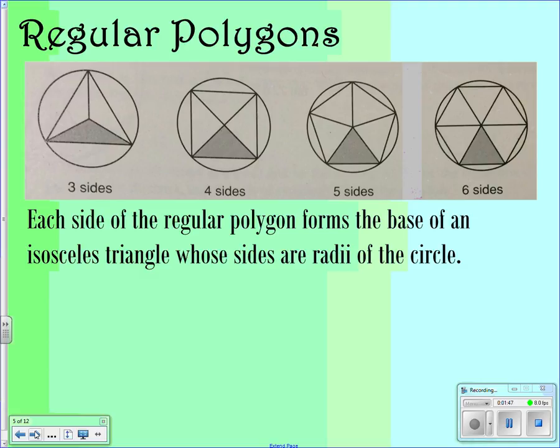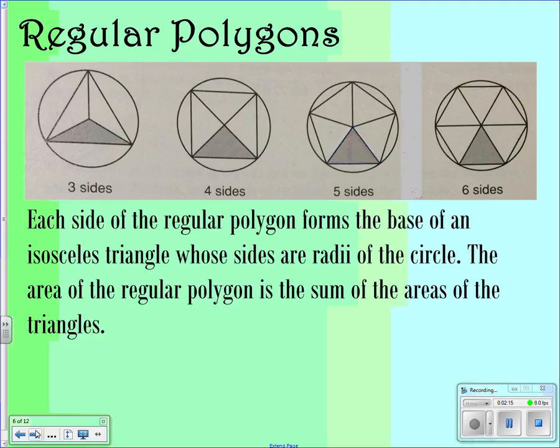Each side of your regular polygon forms the base of an isosceles triangle whose sides are the radius of the circle. I'm going to look at the pentagon here. This is the base of our isosceles triangle, and these 2 sides are the radii. And if we find this height here, that is called the apothem, and you're going to use it to find the area. The area of the polygon is just the sum of the areas of the triangles. So you can find the area of each individual triangle and add them up.